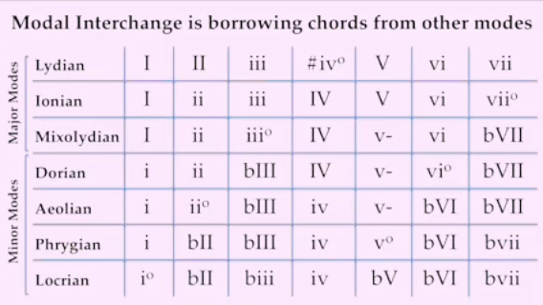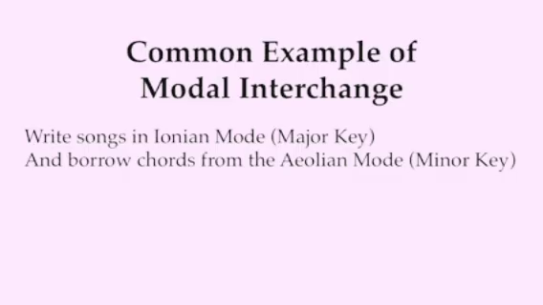Okay, so one more thing that you can do with modes is called modal interchange. This is when you write a song in a major key, or your Ionian mode, and you borrow chords from other modes. So for example, a common thing to do is to take your Ionian mode, or the major key, and borrow chords from the Aeolian mode, or the minor key.